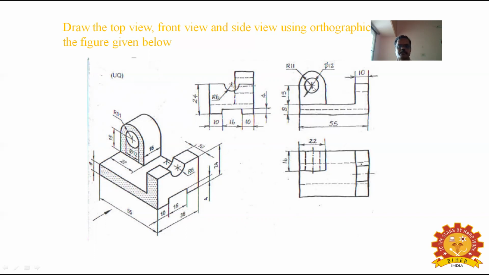Mark it at this point as center. You draw a circle of diameter 12, and the boss width is given as 22. Therefore, draw R11 to complete this boss. Okay, so when we view from the front, the undercut is invisible on the front side.